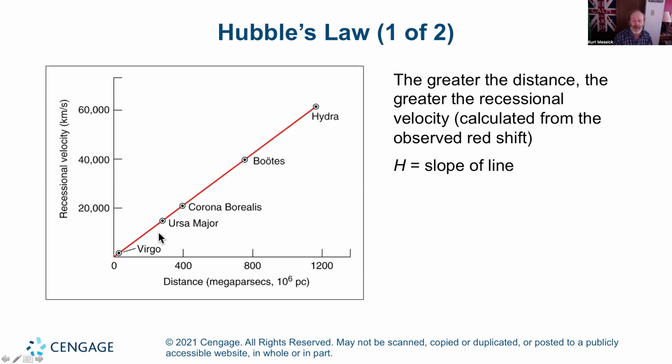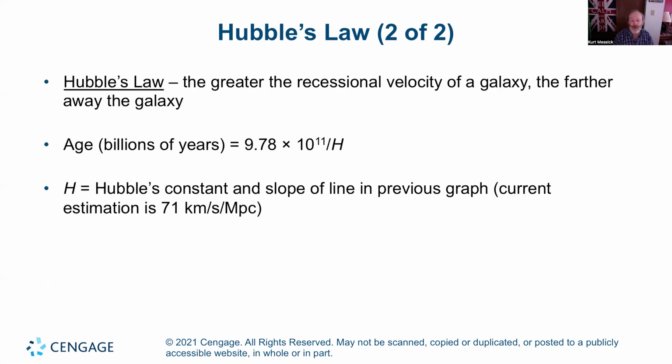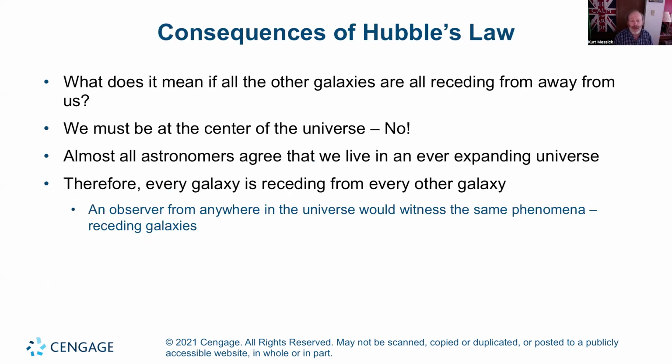And the further away things are, the greater the redshift tends to be. So it's a very simple relationship that Hubble figured out. So it's basically called Hubble's law. The greater the speed that it's going away from us, the further away it's going to be.